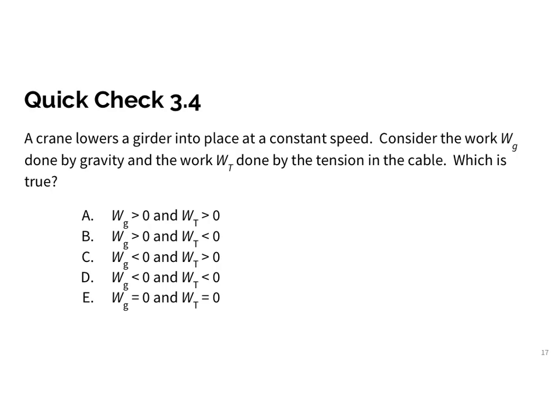All right, another quick check. This one's kind of weird. A crane lowers a girder into place at a constant speed. Consider the work done by gravity and the work done by tension. Which is true? Well, the girder is going down, and the force of gravity is going downward, so the work done by gravity is positive. So it's either A or B. But the upward tension is in the direction opposite of the motion, so that's actually negative work. So our correct answer is B. That might seem a little confusing, and it is, but we'll talk more about work in the next section.